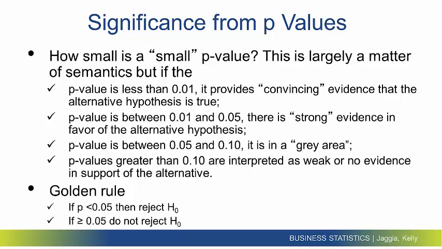Lastly, as we are mostly working with a 5% alpha level, the golden rule is that if p is less than 0.05 or 5%, we reject the null hypothesis, otherwise we do not. This rule always holds true regardless of the test.